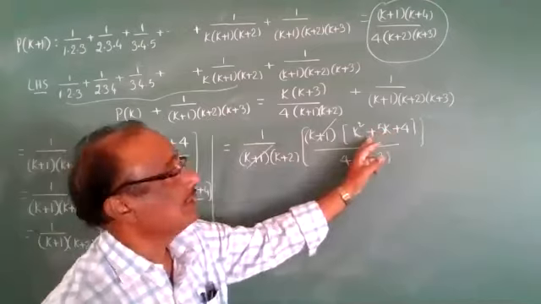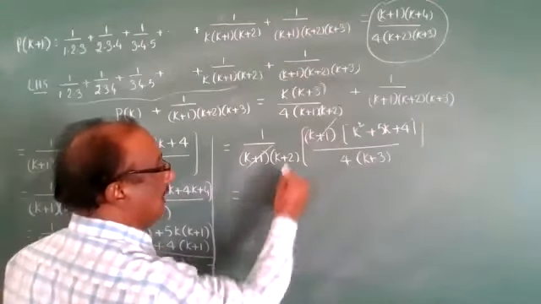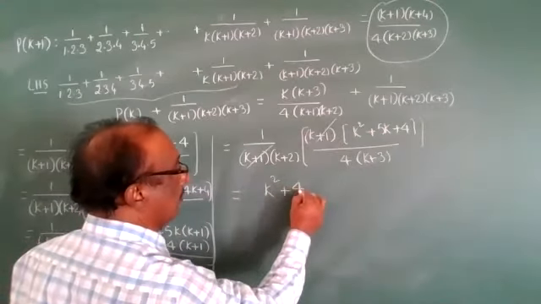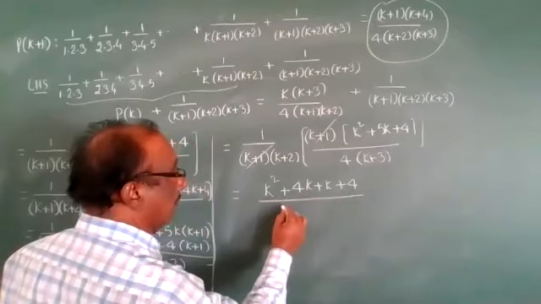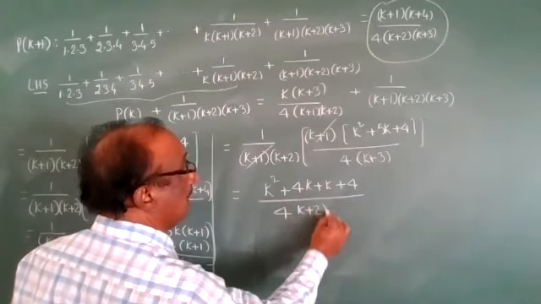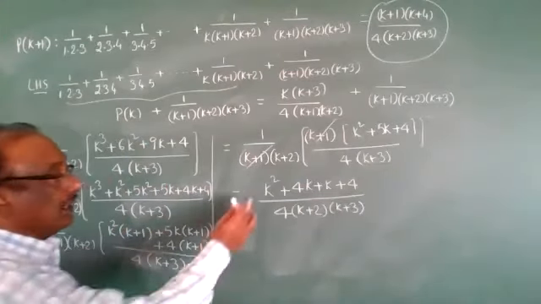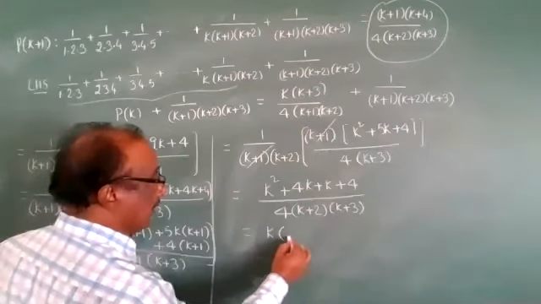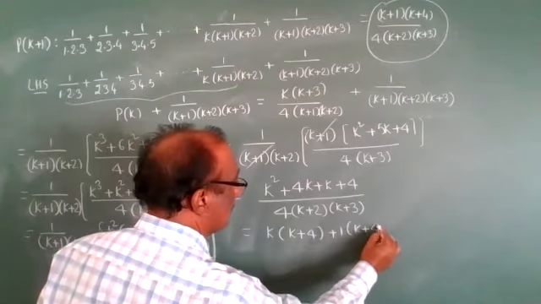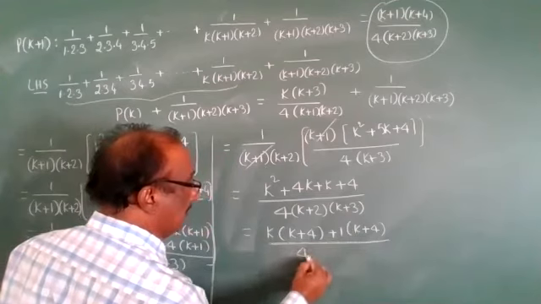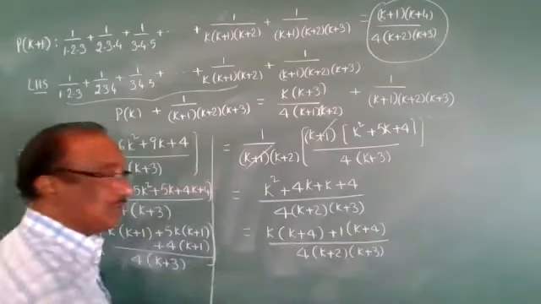Write down the factors for this one. K square plus 5k, write 4k plus k plus 4, upon 4 times of k plus 2 into k plus 3. Write down the factors, we get the answer, everyone. Here k is common, k plus 4. Here 1 is common, k plus 4 upon 4 times of k plus 2 into k plus 3. In the numerator, take k plus 4 common.